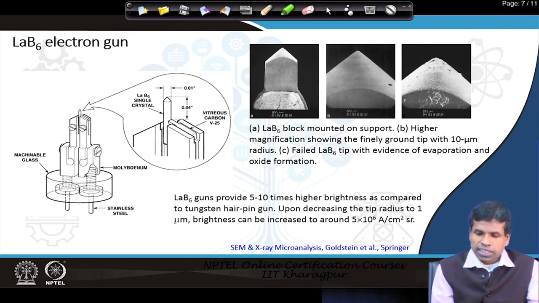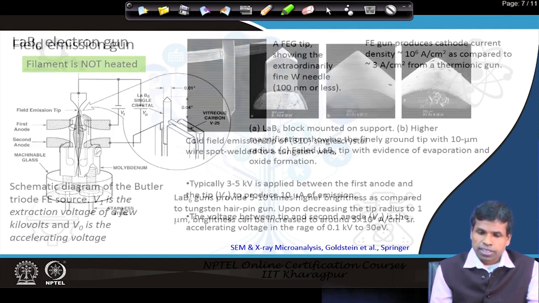Again, upon decreasing the tip radius to 1 micrometer, brightness can be increased to a value of around 5 times 10 to the power 6 ampere per centimeter square. Here are pictures of how the lanthanum hexaboride gun tip looks. As we keep operating for a longer time, the tip will slowly become blunt and form oxide, and then it is not suitable to produce enough electrons, and the brightness will decrease.